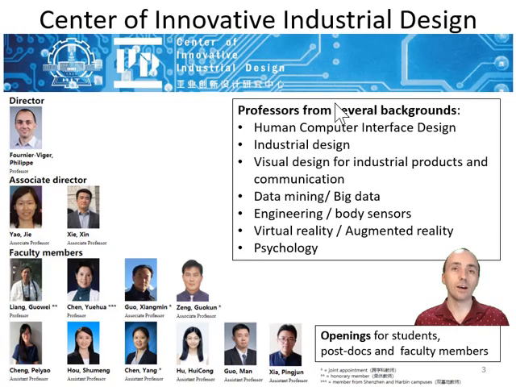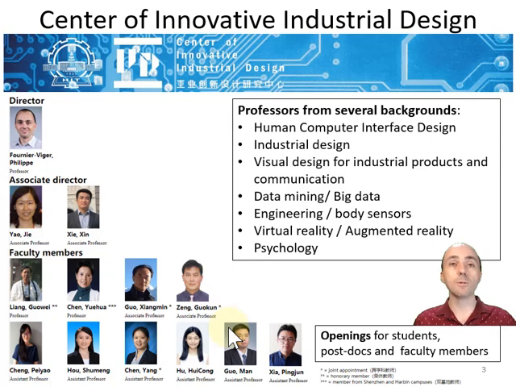So here we have a picture of the team in our center, and I am the director, and also we have many other professors. Also some of them are affiliated professors. And the professors have different backgrounds. So why we call our center innovative industrial design? It is because we want to use the technology to try to make some new type of industrial design.